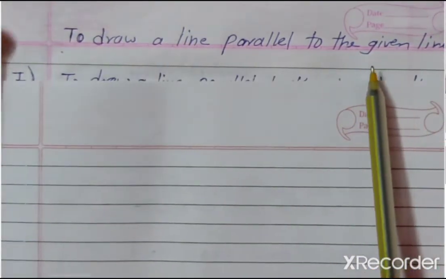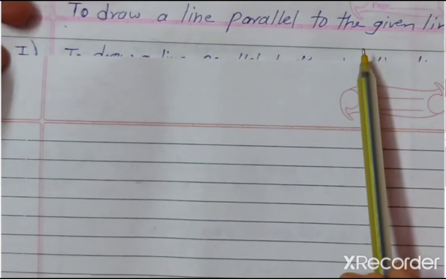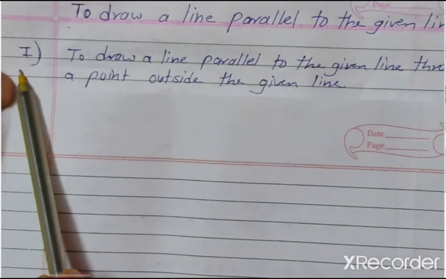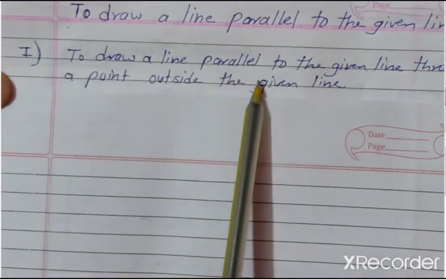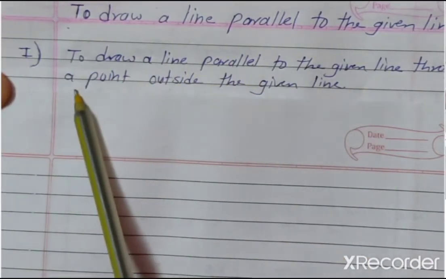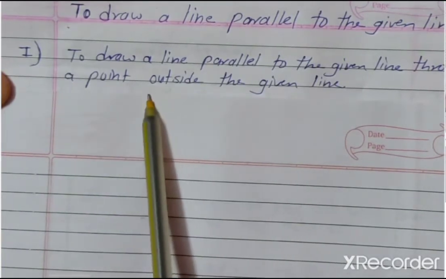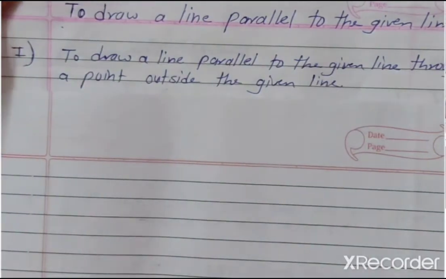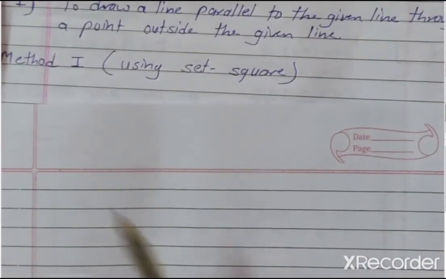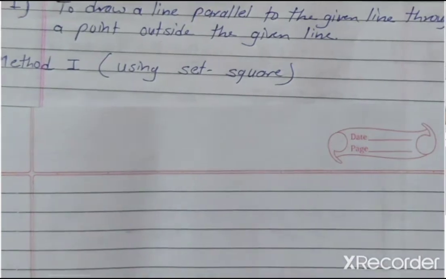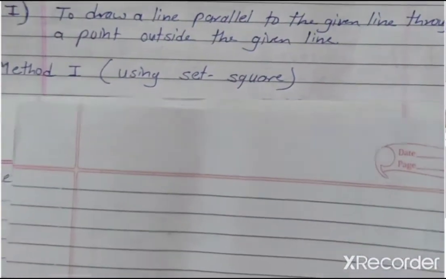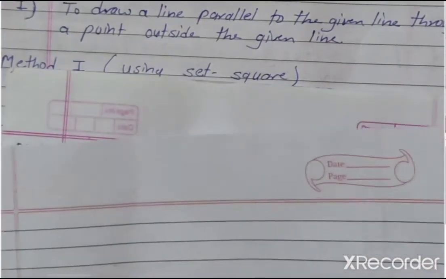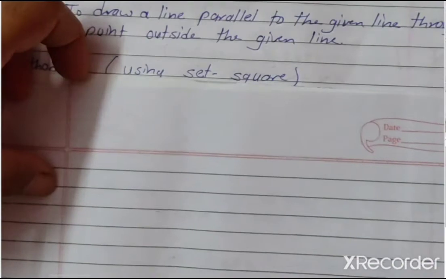There are two types of construction, if the distance is given and if the distance is not given. Here is the first construction, to draw a line parallel to the given line through a point. This point is outside the given line. Again there are two methods. The first method is by using only a set square, and the second method is by using a set square and compass. We will first study the first method using a set square.